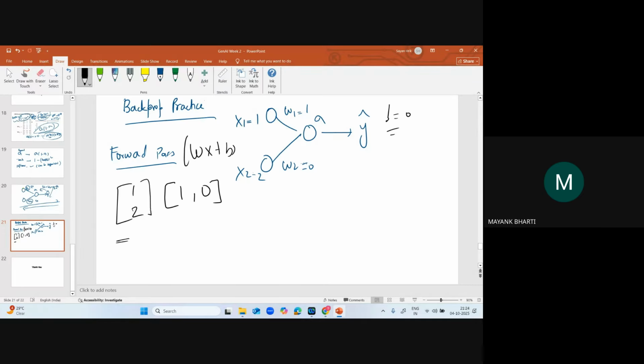Yes, sir. 2 cross 1 and 1 cross 2, so I can multiply this. Simple. So let's multiply this. So this is 1, this is 0, 1 times 1 plus 2 times 0, which is 1. Right? We have this. Simple. Now, once this wx plus b is computed, I have to pass this to a sigmoid, right? To get my y hat. Can I pass this matrix to a sigmoid?